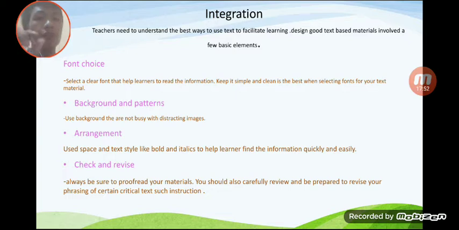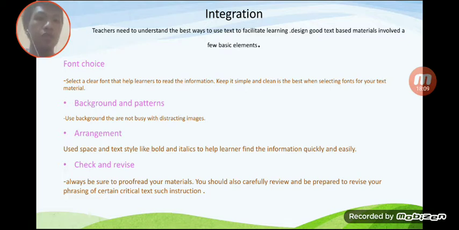So parang i-highlight mo lang dito yung mga magagandang key points, parang pinaka reviewer nila ganun.